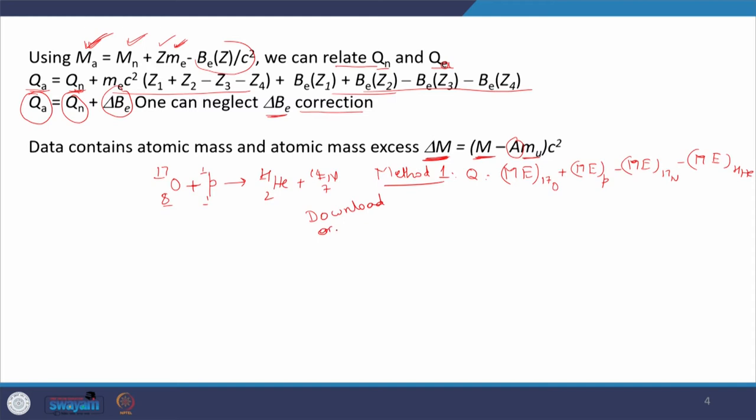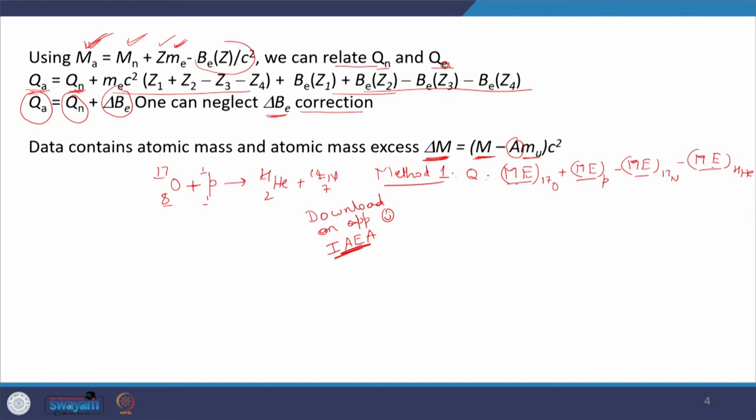And I suggest you to download an app. What is that? International Atomic Energy Agency. If you type IAEA in the Google Play Store, you will see an app named IAEA. Okay? If you download it, you will get the values of mass excess and many more properties of each and every nucleus whose data is available at present in the literature.